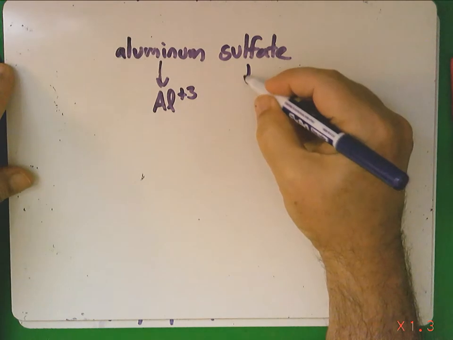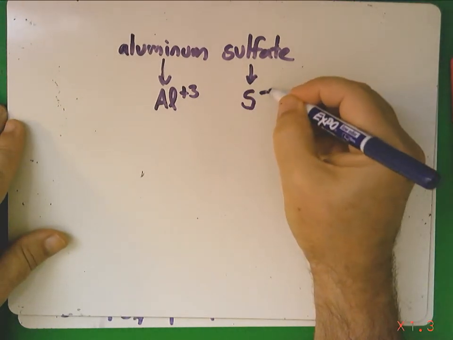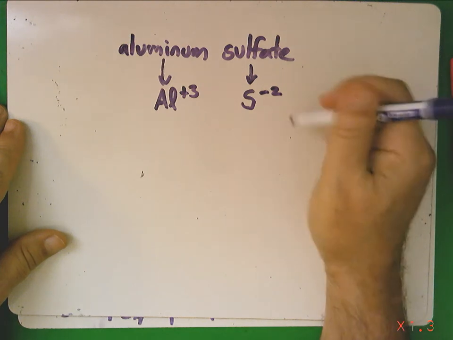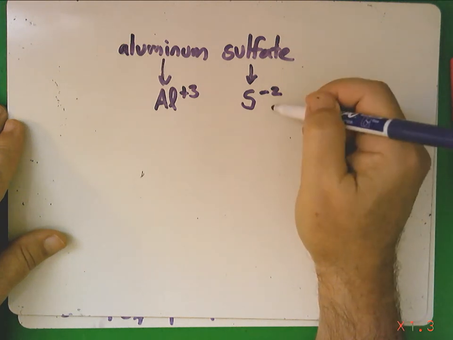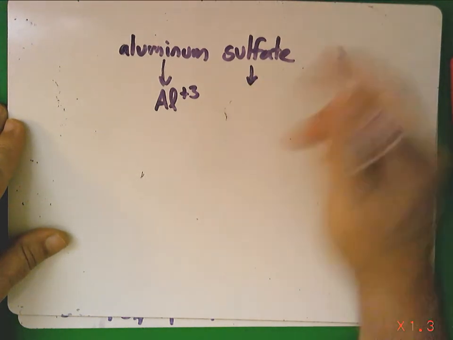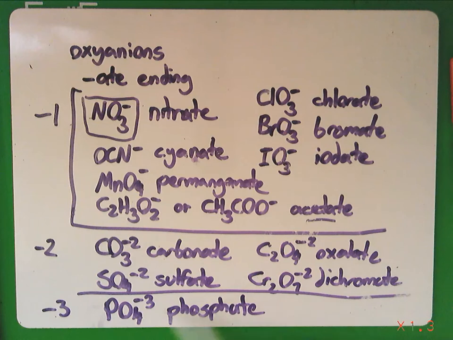And then sulfate, I'm going to do it wrong. What's wrong with that? That's sulfide with an IDE ending. So that's not right. And it's got an ATE ending, so I know that there has to be some oxygen in there. And if I look at my polyatomic ion table, it's there.